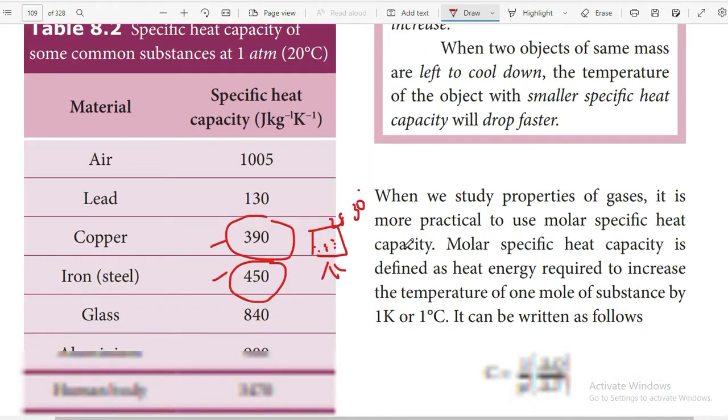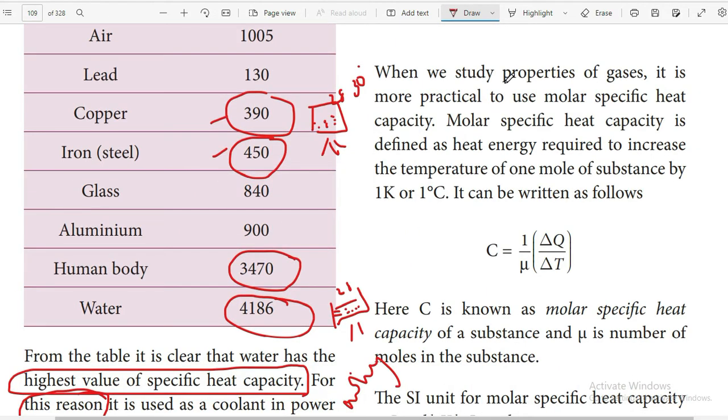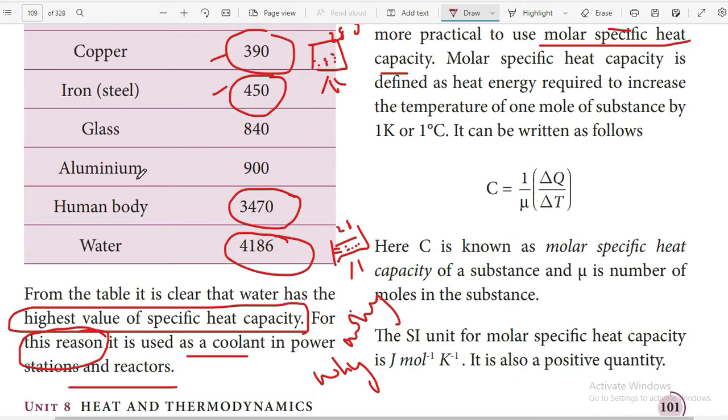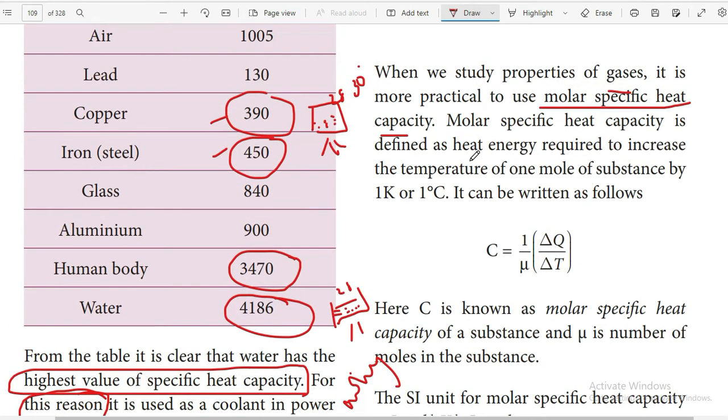Now we will see, when we study properties of gases, it is more practical to use molar specific heat capacity. Normally for materials, liquids and hard materials, we use specific heat capacity. When we are talking about gases like oxygen, argon, neon, etc., we use molar specific heat capacity. When you see the word molar specific heat capacity, it means they are talking about gases.